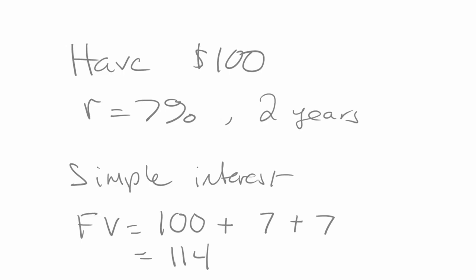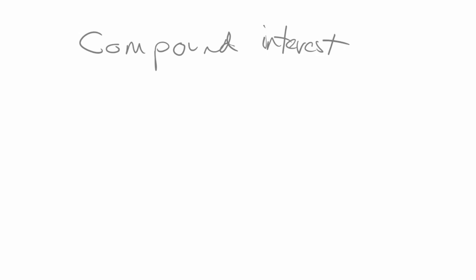But there's something a little funny here. So the second interest payment, we're getting interest on the $100. Well, why not earn interest on the $7? That leads us naturally to compound interest. Under compound interest, we earn interest on interest. So we get the $100, that's our principal. Then we get $7.